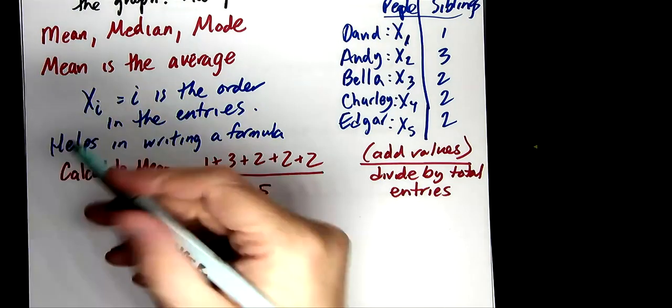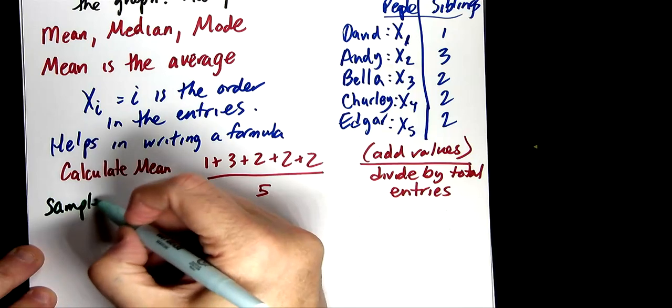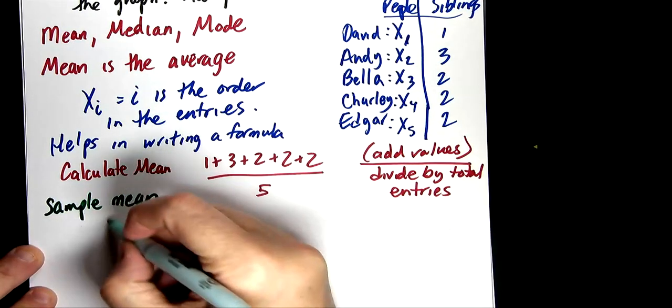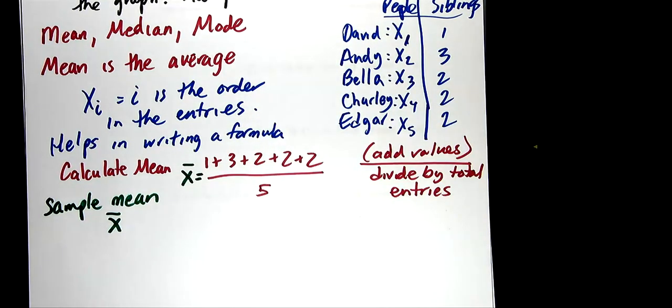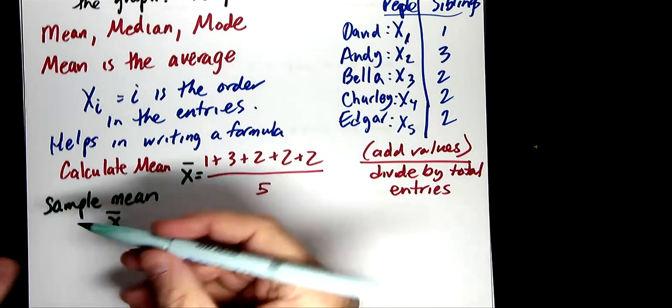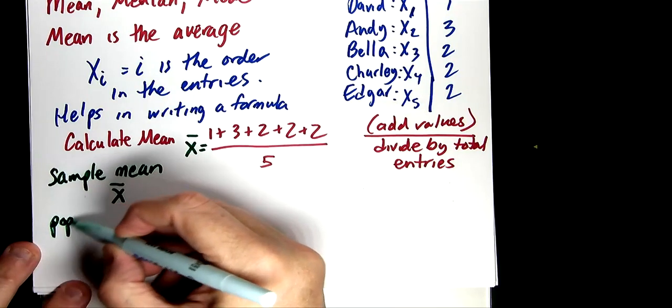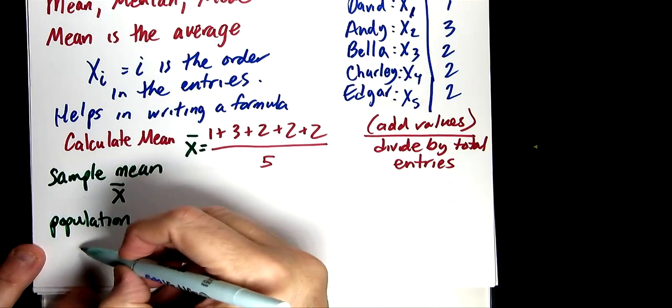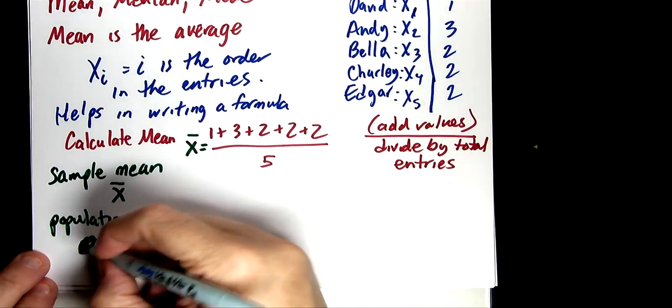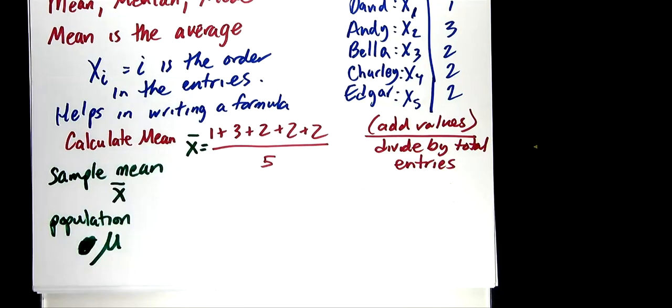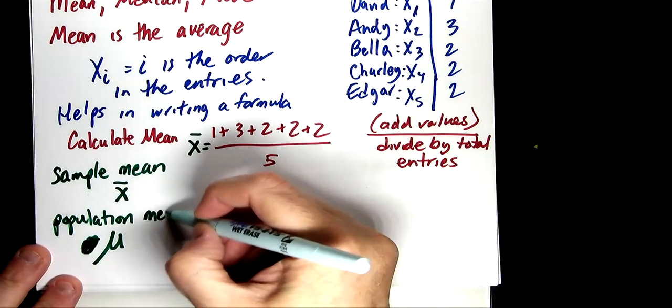The notation we use for sample mean is X bar. So I'm going to call this X bar. And population mean is sigma, lowercase sigma. No, it's not. It's mu. I got these Greek letters in my head. Population mean is mu.